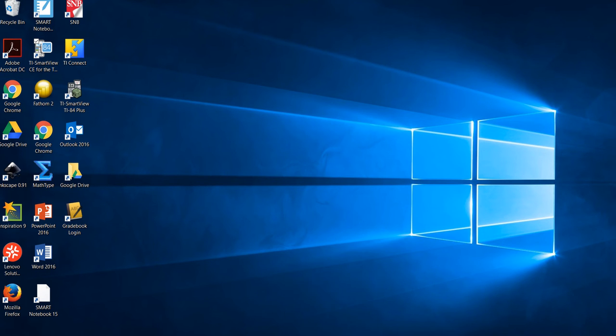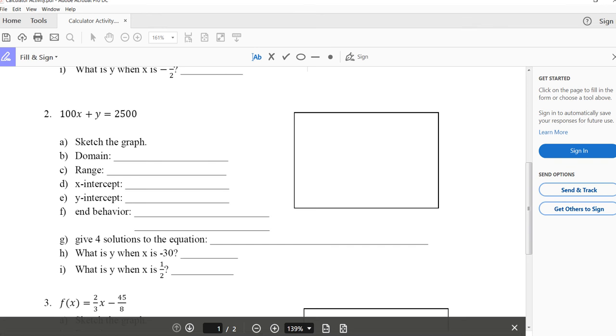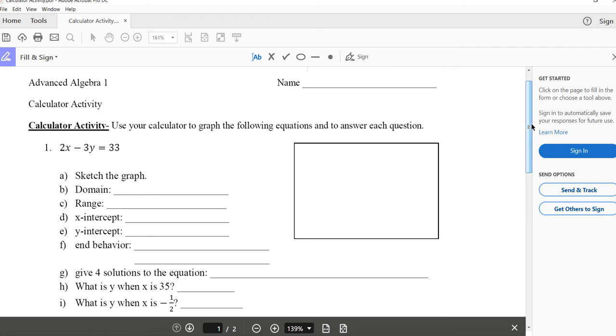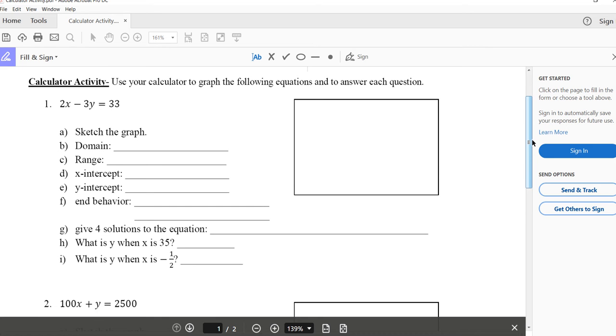For homework, you should be working the calculator activity that I gave you in class. The sheet looks something like this. I realize there were a number of people in both classes, but especially fourth period, who may need some direction on this. So I thought I would record this video to help you along.